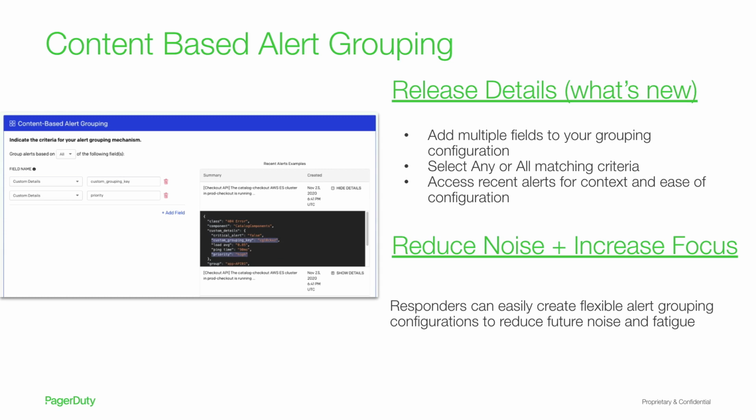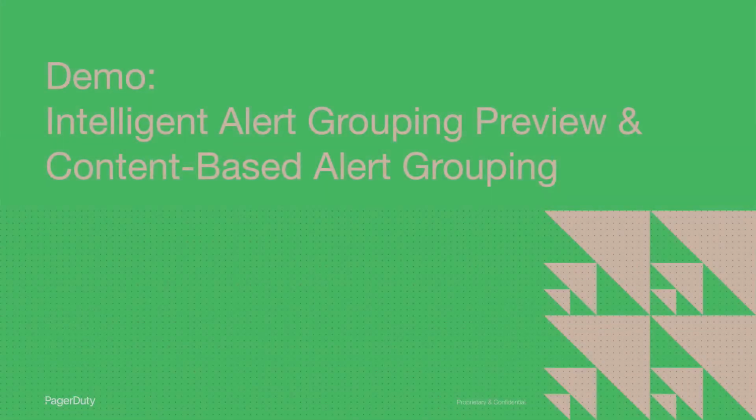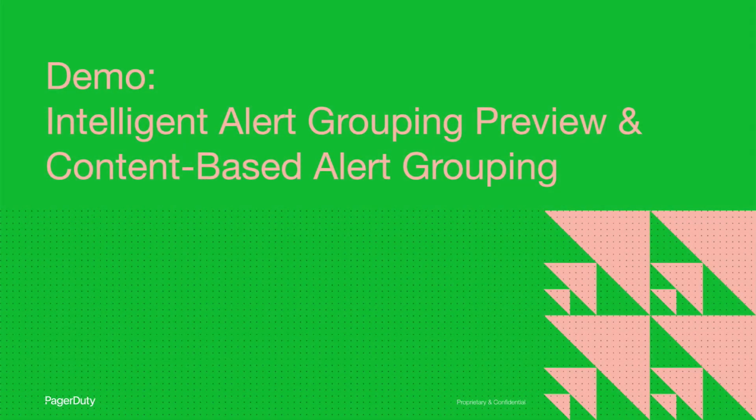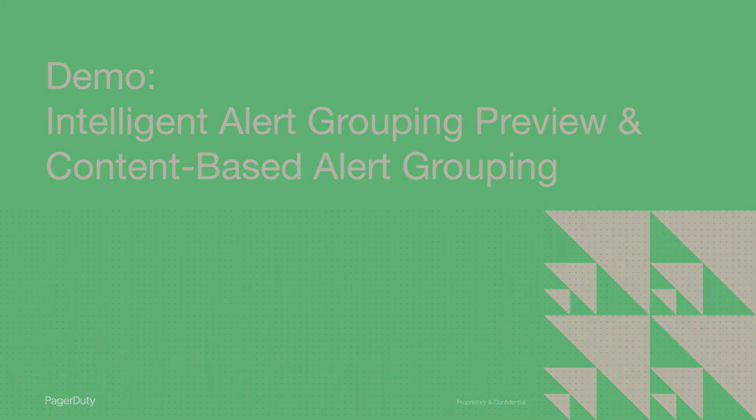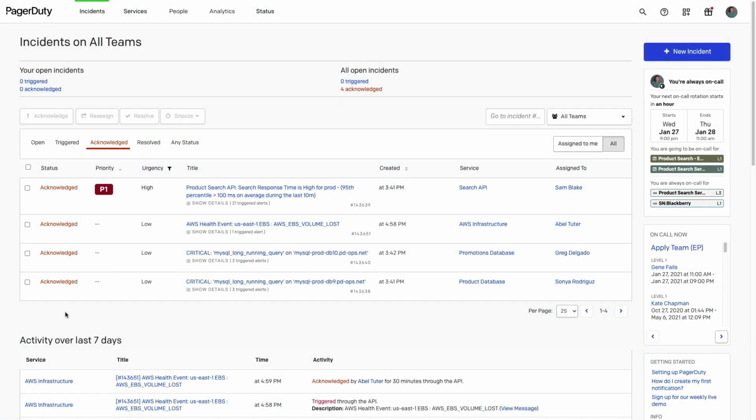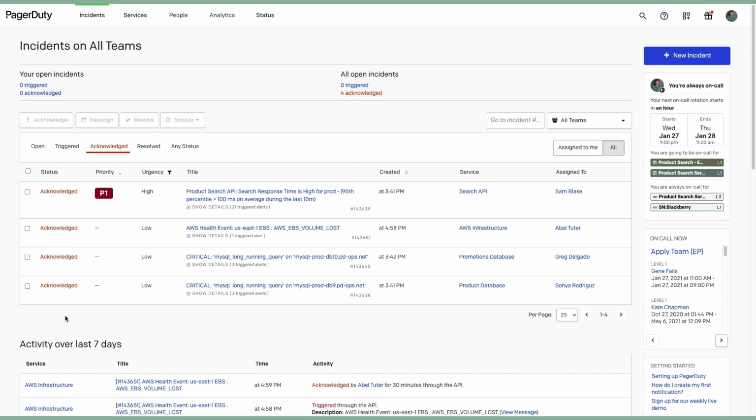Content-based alert grouping, as well as our other alert grouping capabilities, are all available with our Event Intelligence or Digital Operations plans. Now I'll walk through a demonstration of these new capabilities in action. Through some of the recent enhancements we've made to Event Intelligence to further improve our noise reduction capabilities, starting with updates we made to Intelligent Alert Grouping Preview.